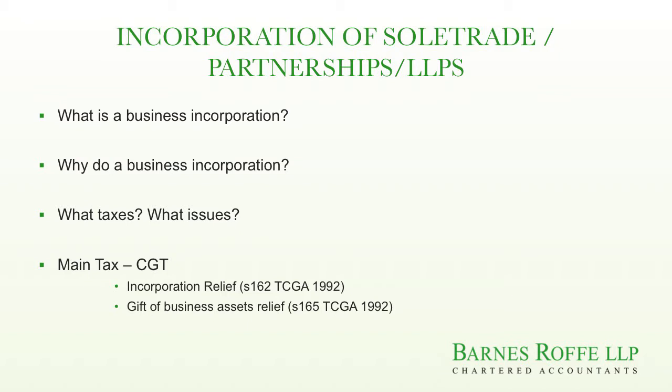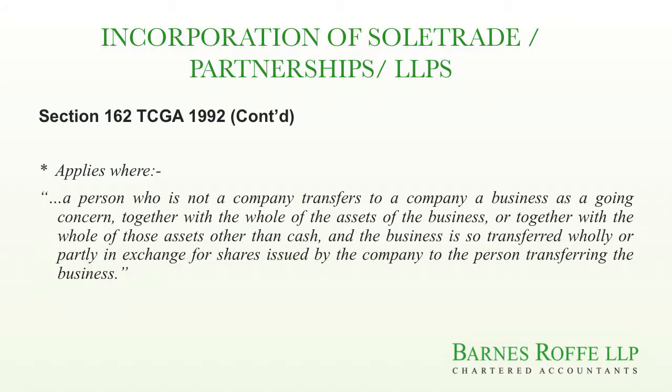How does the legislation actually define section 162 incorporation relief? So I just want to look at that. Section 162 applies where a person who is not a company transfers to a company a business as a going concern, together with the whole of the assets of the business, or together with the whole of those assets other than cash, and the business is so transferred wholly or partly in exchange for shares issued by the company to the person transferring the business.